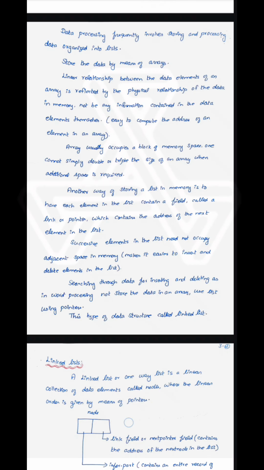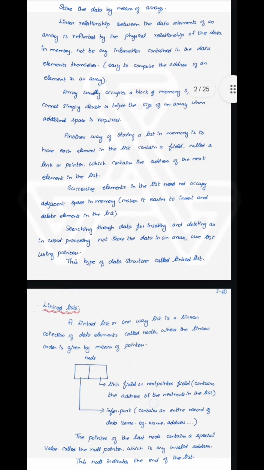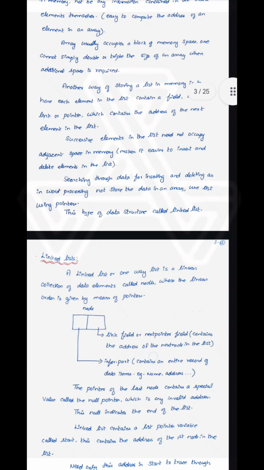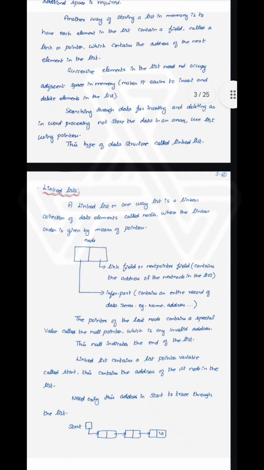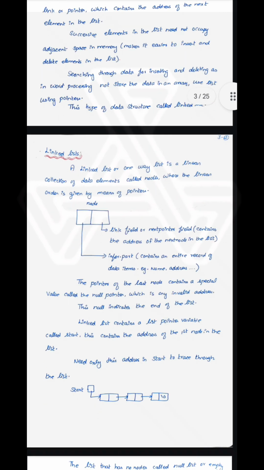Another way of storing a list in memory is to have each element in the list contain a field called a link or pointer, which contains the address of the next element in the list. Successive elements in the list need not occupy adjacent space in memory, which makes it easier to insert and delete elements in the list. For searching through data and inserting and deleting, as in word processing, we do not store the data in an array. We use a list with pointers. This type of data structure is called a linked list.